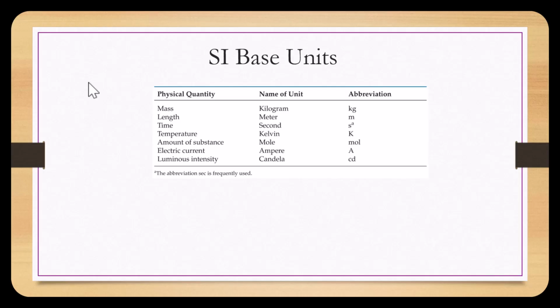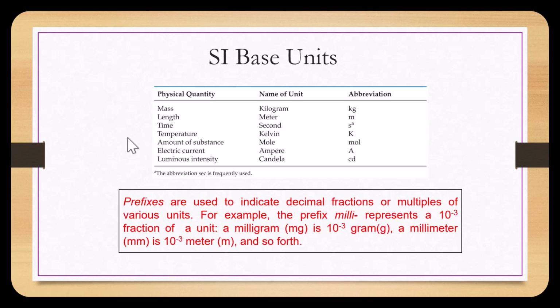The SI base units for mass is a kilo, for length it's a meter, for time it's a second, for temperature it's a Kelvin, the amount of substance is a mole, electric current is an ampere, and for luminescent intensity is a candela. Prefixes are used to indicate decimal fractions or multiples of various units.